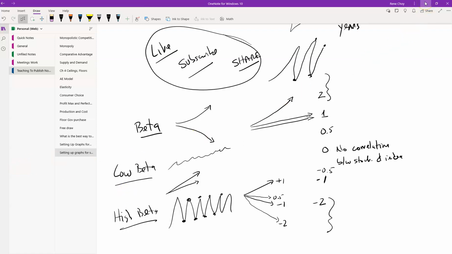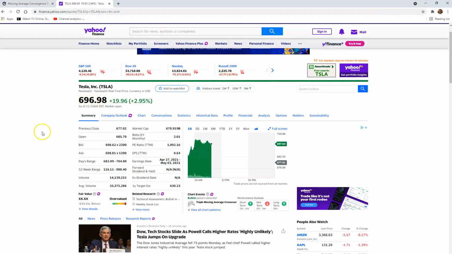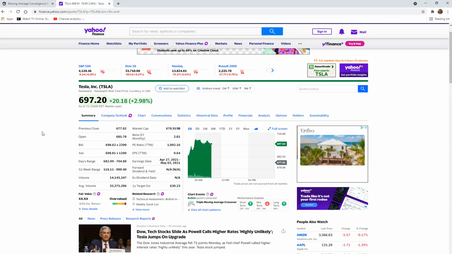All right? And there's a heck of a lot more than just graphs, by the way. A lot of luck, and you just get very good at using these things. So let's take a look real quick at a stock of Tesla, for example, that has been moving up and down very quickly in the last few months or so. Notice it has a beta of 2 right here. All right, so we got a beta of 2.